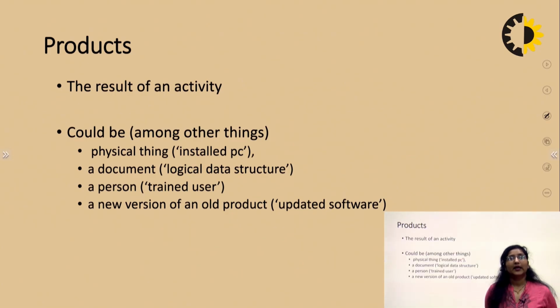Products are the results of an activity and it can be anything. It can be a physical thing like an installed PC. It can be a document, which is a logical data structure. It can be a person, which is a trained user. It can be a new version of an old product, like an updated software as well.